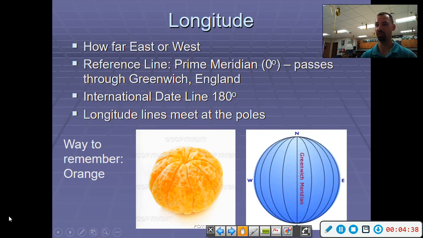All right, longitude, the other half of the system, these are measuring east and west of the prime meridian. So prime meridian, which actually goes through Greenwich, England, and also goes north and south to the North and South Pole, where they actually meet.